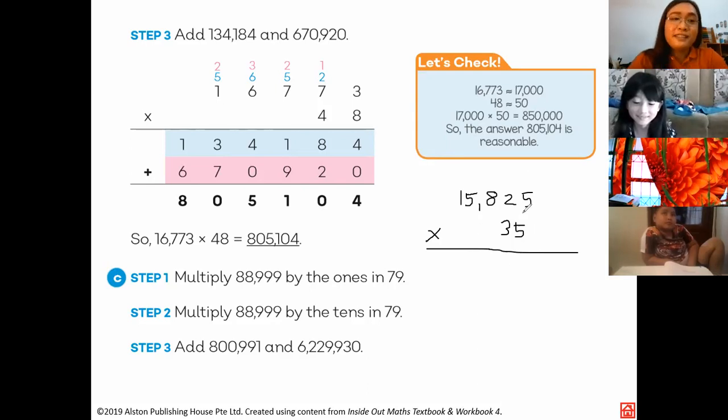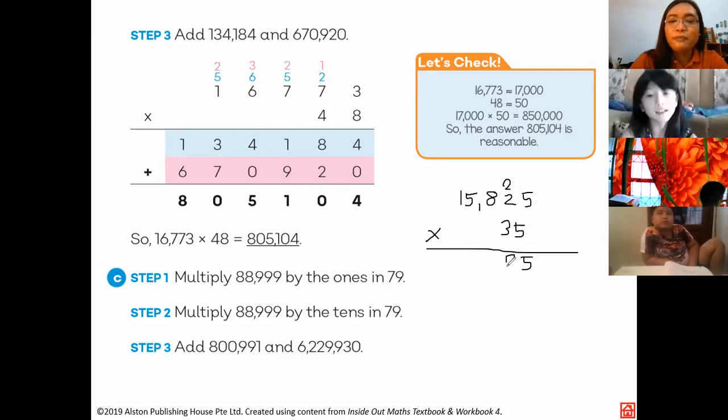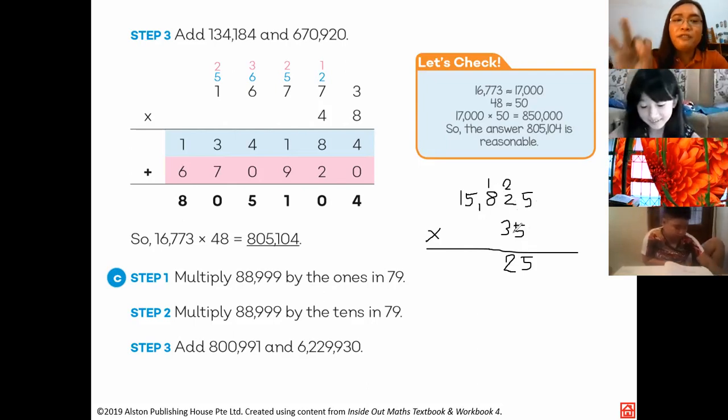Let's answer it now. 5 multiplied by 5, that's 25. Okay. And then we put the 2 over here. So 5 times 2, that's 10, plus 2, 12. Carry 1. 8 multiplied by 5. 5, 10, 15, 20, 25, 30, 35, 40. Plus 1, that's 41. Carry the 4.